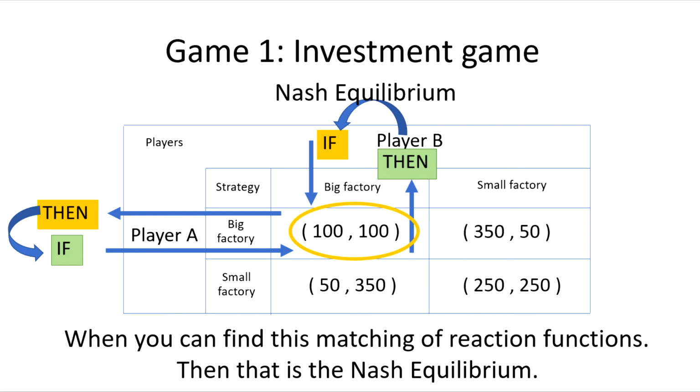If B big factory, then A big factory. If A big factory, then B big factory. And you can repeat this forever. So the point is that you can repeat these relation functions forever and smoothly, with the circular flow of these relation functions, and that is the Nash equilibrium.